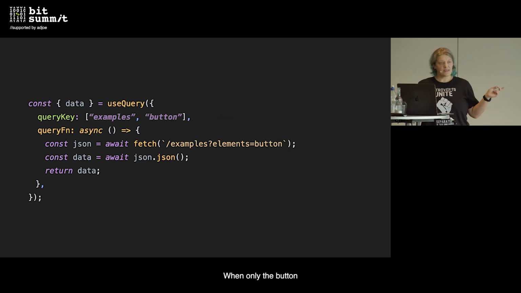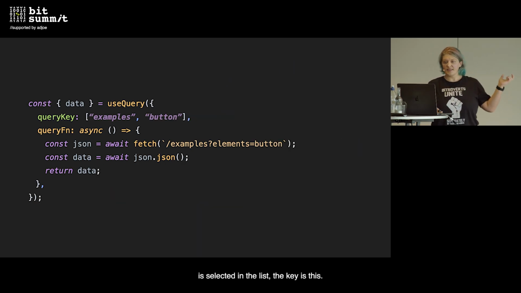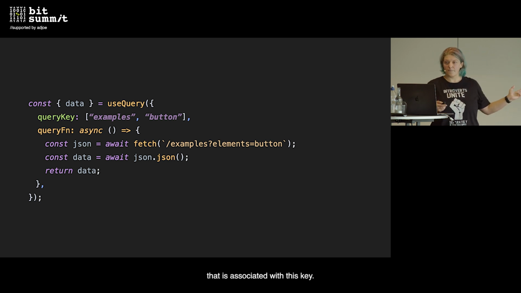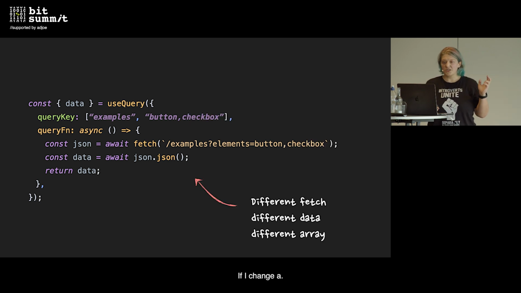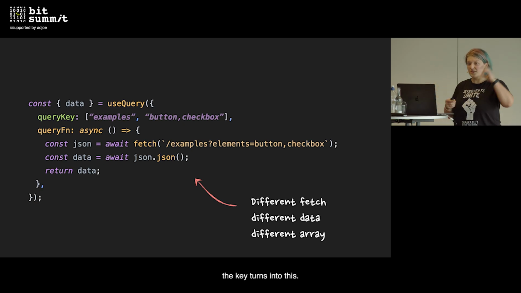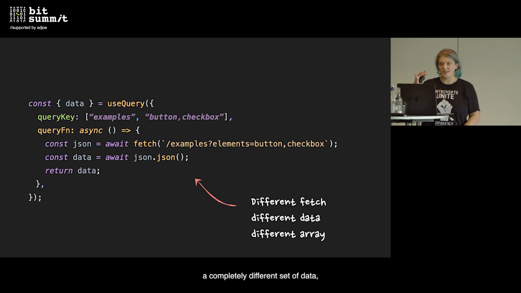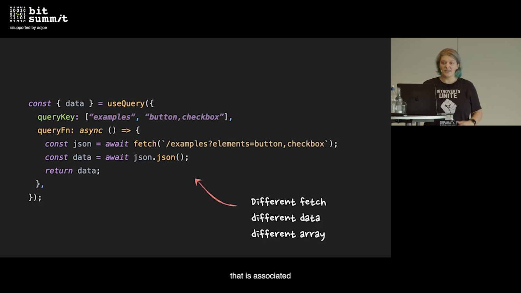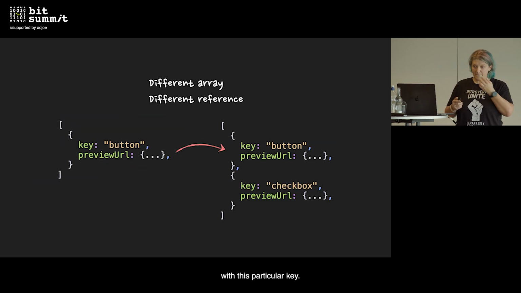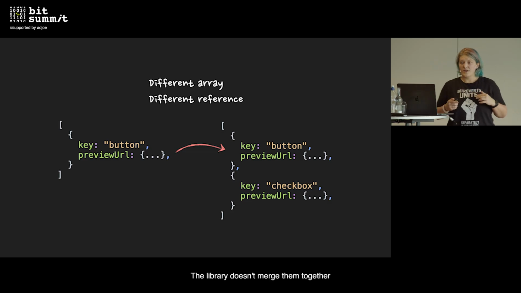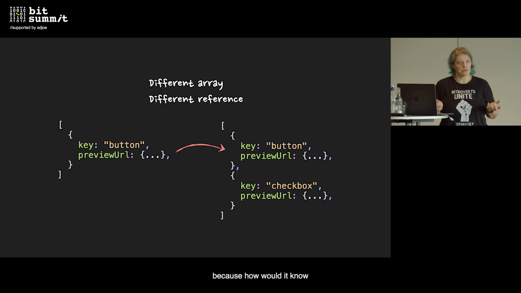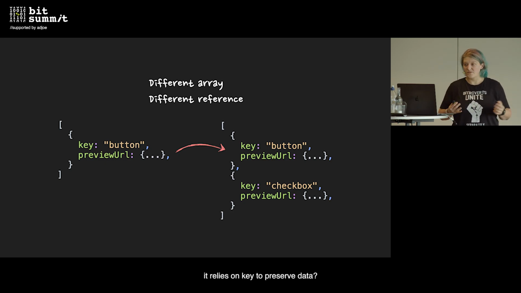When only the button is selected in the list, the key is this, and the library returns an array that is associated with this key. If I turn on the checkbox, the key turns into this, and the library returns a completely different set of data, a completely different array of data that is associated with this particular key. The library doesn't merge them together in any way, because how would it know? It relies on key to preserve data.